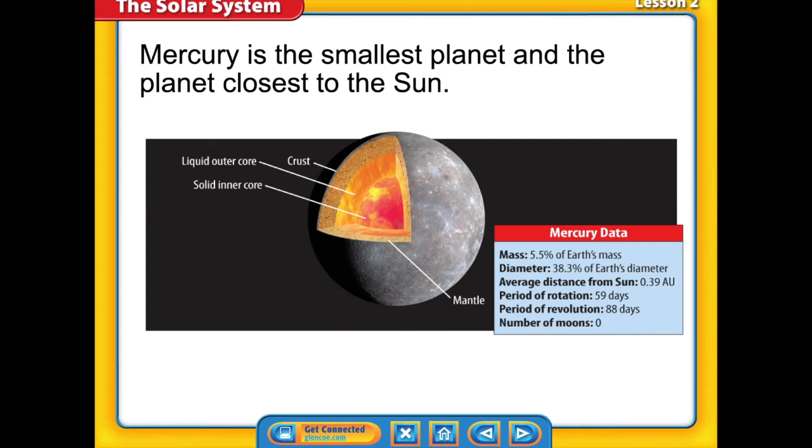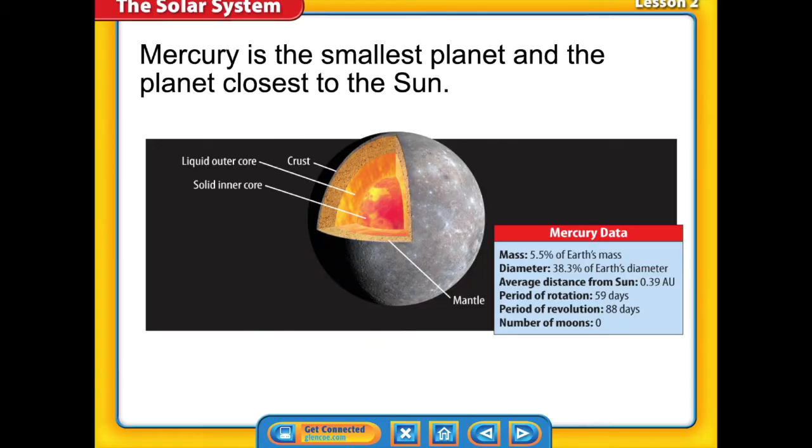The average distance from the sun, 0.39 AUs, 0.39 astronomical units. You can write AU. So it is closer to the sun than our planet. And for the core of Mercury, as you can see in this image, it has a solid inner core and liquid outer core. But for the word core, I'd like for you to write that it's made up of iron, I-R-O-N, iron, and nickel. Iron and nickel substance in the core.